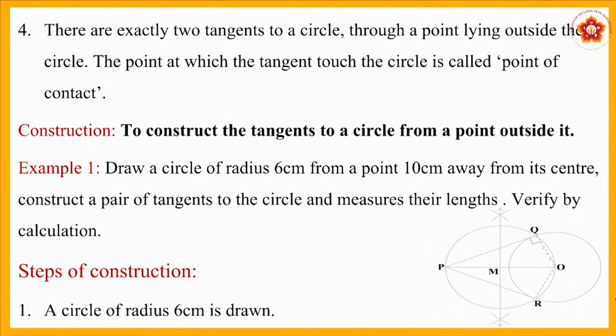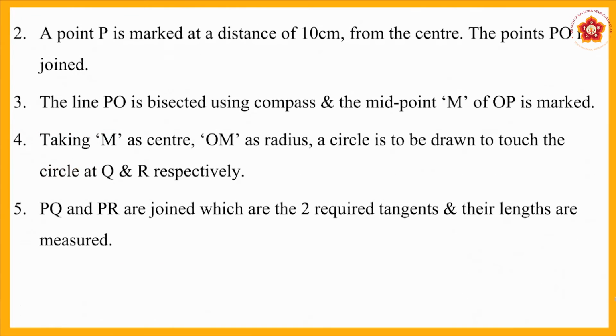Steps of construction. A circle of radius 6 cm is drawn. A point P is marked at a distance of 10 cm from the center. The points PO is joined, and you have to draw a perpendicular bisector of PO using compasses to get the midpoint of PO, namely M. With M as center, OM or OP as radius, draw a circle. It need not be full circle, only half circle, just to get the 2 points of contact, namely Q and R. Join PQ and PR, they are the 2 required tangents.